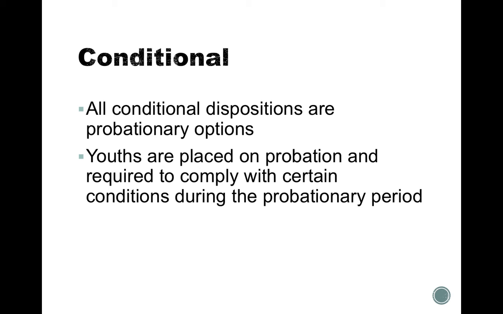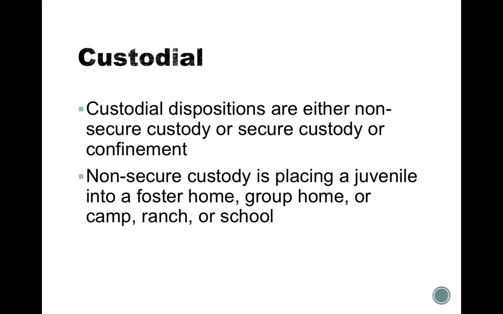Conditional one is probation. If you recall, probation is a conditional release. Youths are placed on probation and required to comply with certain conditions. Custodial dispositions could be secure custody or non-secure custody. Non-secure custody would be a foster home, group home, an academy, some type of school, and obviously secure custody would be the equivalent of jail or prison, but for a juvenile.